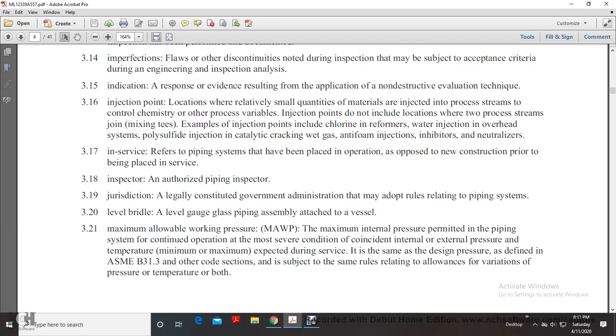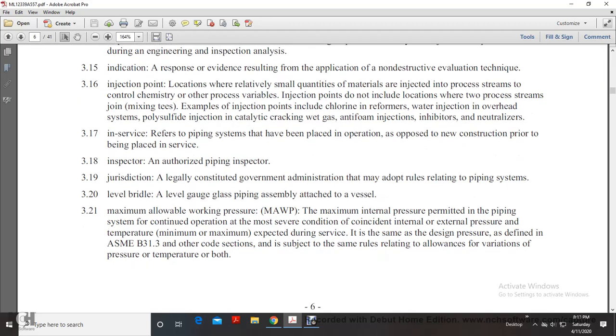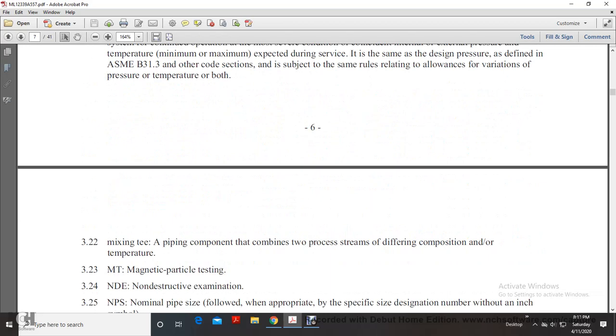For continued operation, most service conditions have coincidental internal and external pressure and the minimum and maximum temperatures expected during service, the same as the design procedure defined in ASME B31.3. Other code sections are subject to the same rules relating to allowances and variation in pressure, temperature, or both. A mixing tee is a piping component that combines two process streams of different composition or temperature.